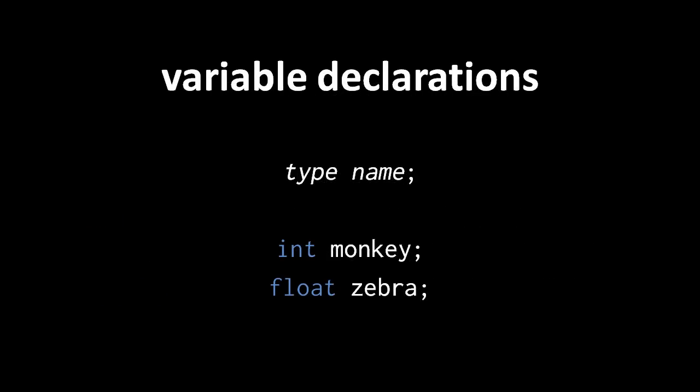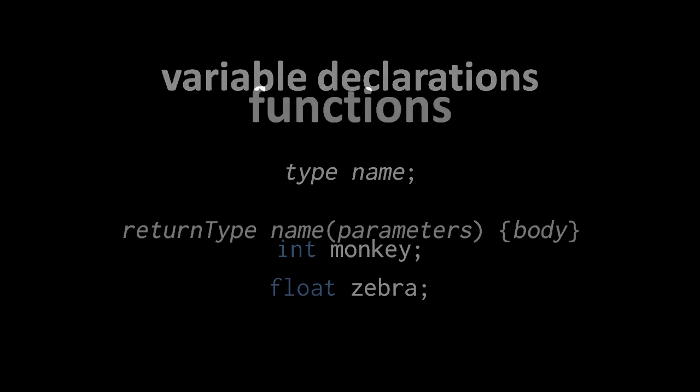Because C is a static language, we must declare the type of any variable. When creating a variable, we specify the type before the name. Here, for example, we have two statements declaring variables. The first declares a variable of type int named monkey. The second declares a variable of type float named zebra. Henceforth, when we assign to these variables, we can only assign ints to monkey and floats to zebra. Notice that, like in JavaScript, every statement in C ends with a semicolon.